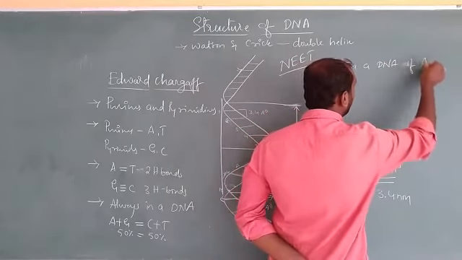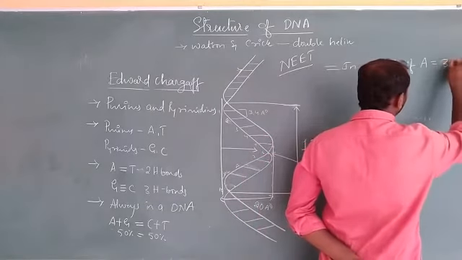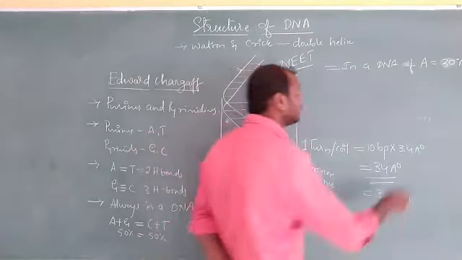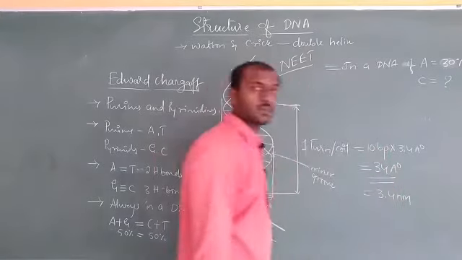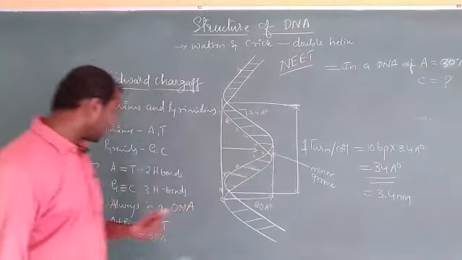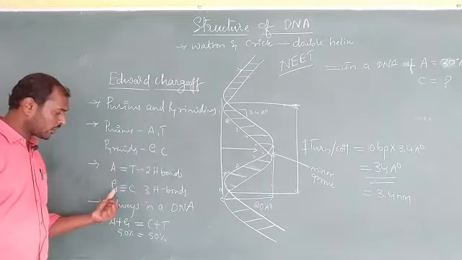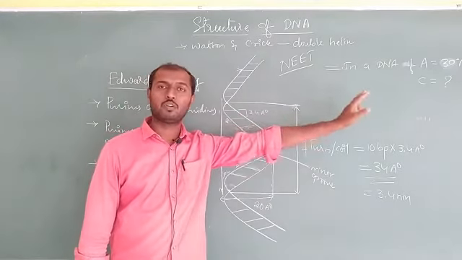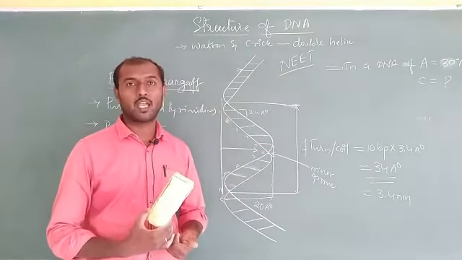if A is 30%, just consider if A is 30%, then are we able to identify the percentage of C? According to the Chargaff rule, A is going to bind with T and G is going to bind with C. So in a DNA, if we know the percentage of A, are we able to calculate the percentage of C? Yes, we can. So how?